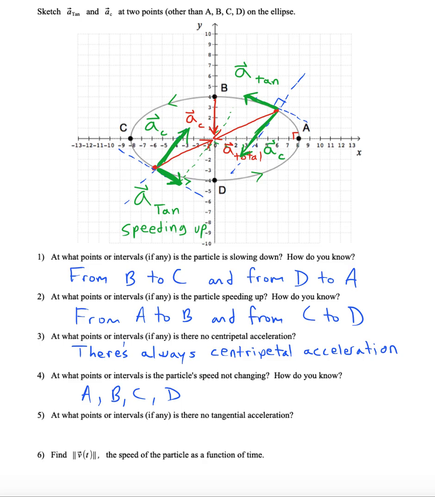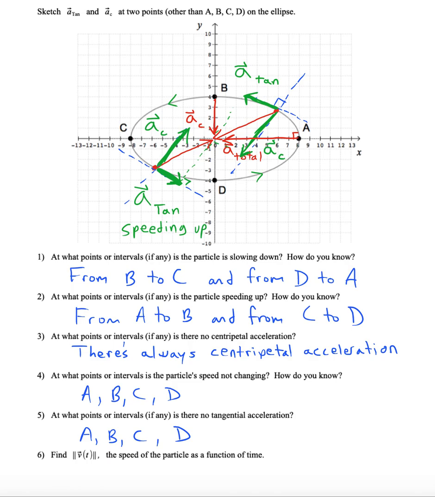How do we know it's not changing? Well, if you take a look at A, for example, the acceleration is totally 90 degrees to the path of the particle. The centripetal acceleration can't change the speed of the object. Here, there wouldn't be a tangential component. And the same would be true for B and C and D. Where would there be no tangential acceleration? At those same points: A, B, C, and D.